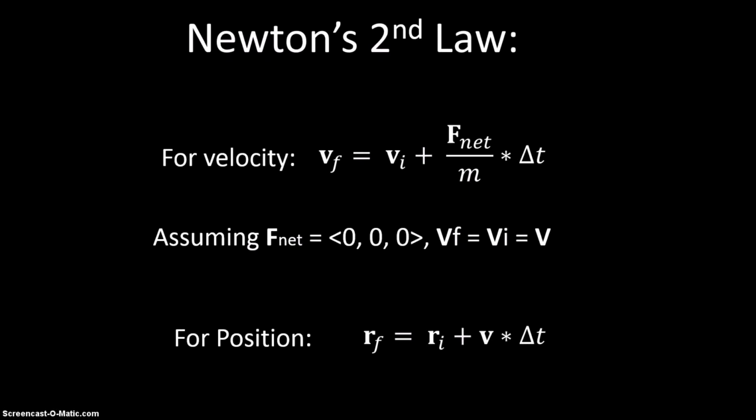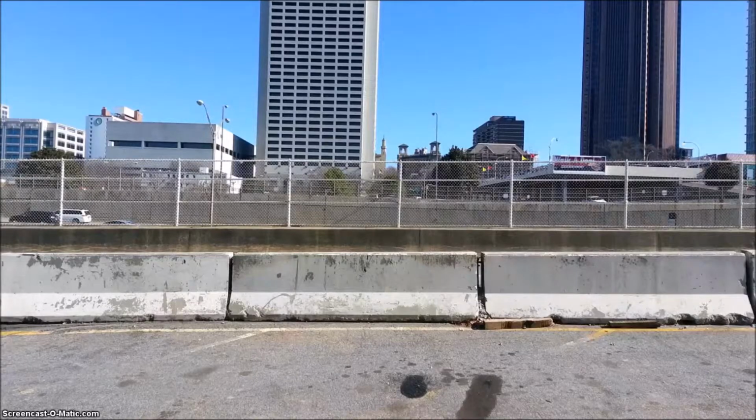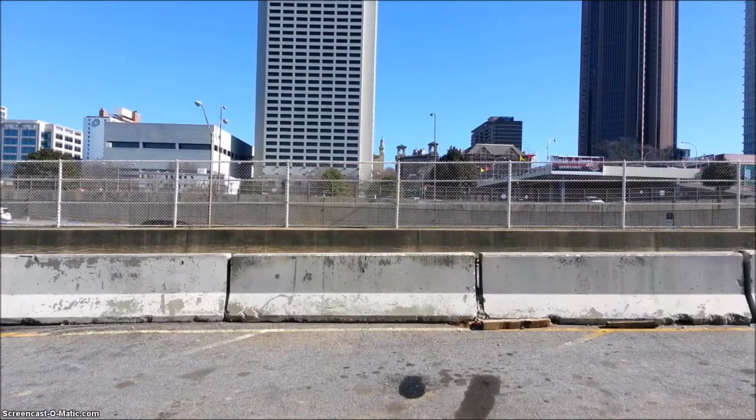This equation tells us that the final position equals the initial position plus the velocity times the time that the object is moving. For my object, I chose a car coming off the interstate onto an on-ramp. Here, the car is our system and everything else is our surroundings.